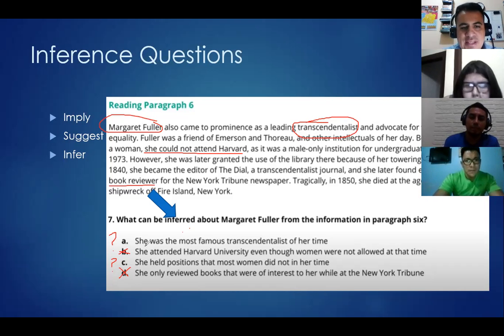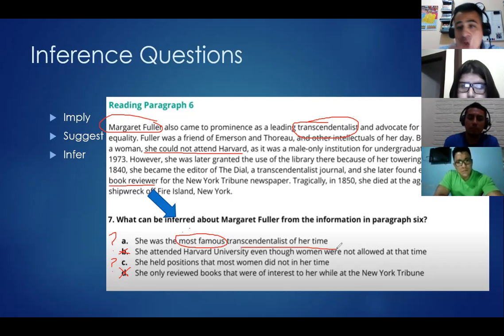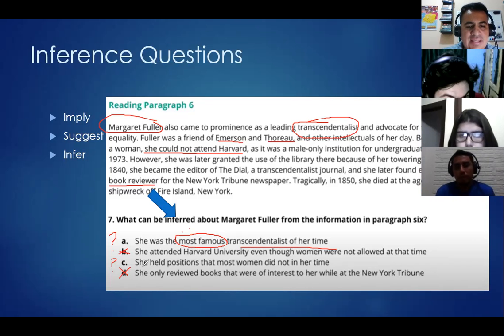Okay. So A says she was the most famous transcendentalist of her time. It says here, right? She became a leading transcendentalist. An advocate for women's equalities. She was friends with Emerson, Thoreau, and other intellectuals of her day. C says, right, so ahí está A, maybe. C says she held positions that most women did not in her time.